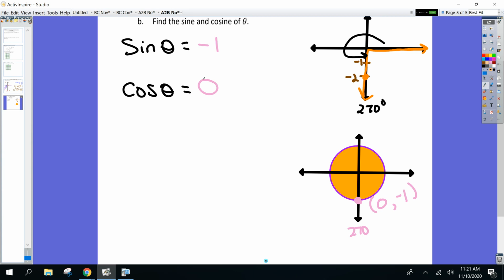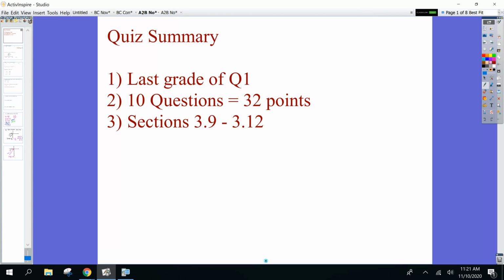Thursday, Friday, you got the quiz. Let me give you a little recap or a little summary on the quiz. Last grade of the first quarter. So you're either going to land in 3 spots. You're going to bring your grade down, keep it where it is, or boost it up. So if you like where your grade is right now, work to keep it there. If you don't like where your grade is right now, work to bring it up.